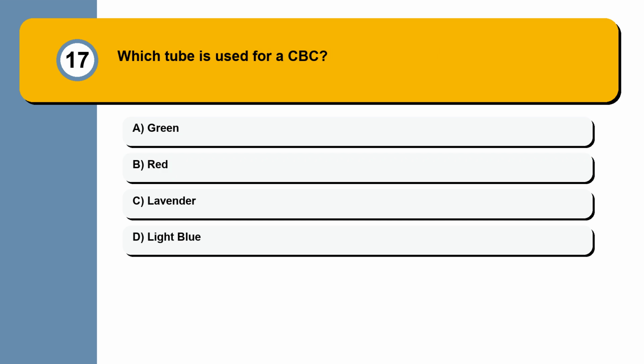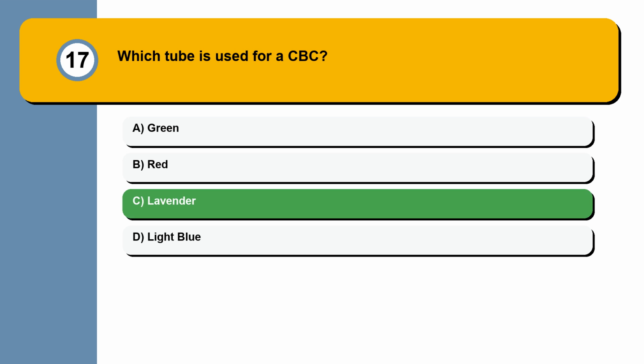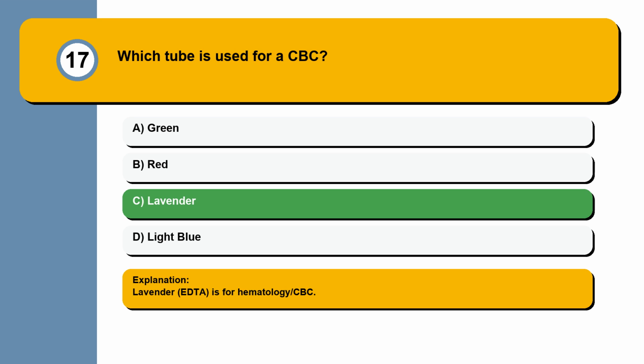Question 17. Which tube is used for a CBC? Green, red, lavender, light blue. Lavender, EDTA, is for hematology/CBC.